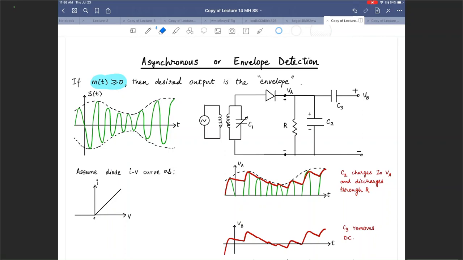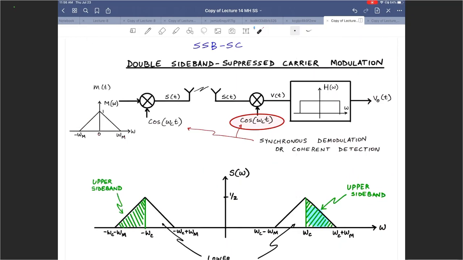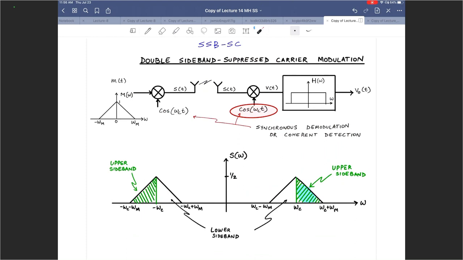Which is where the suppressed carrier versus the non-suppressed carrier comes into the picture. So if M of t is greater than 0, then the desired output is the envelope, right? That's the message. The message is the envelope of the carrier, this guy. So if I want to extract that, I can use a synchronous detection, like I showed over here, using local oscillators at transmitter and receiver. Works very well. Performance is really good. Problem is that I need to have some phase lock loop to synchronize my transmitter and receiver.